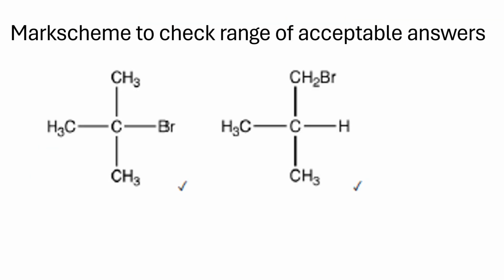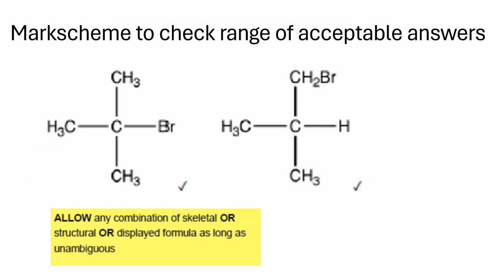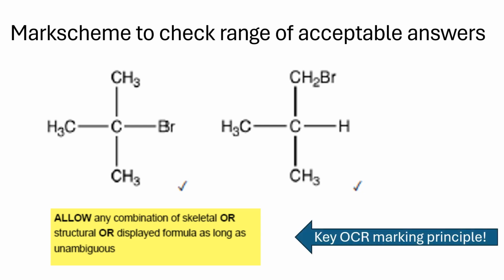So if we check the mark scheme, that's exactly what they've got. And an important marking principle from OCR is going to be allow any combination of skeletal or structural or displayed, as long as it's unambiguous. Unambiguous meaning that there's no way it could be confused with anything else.